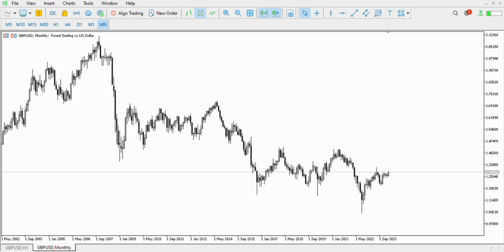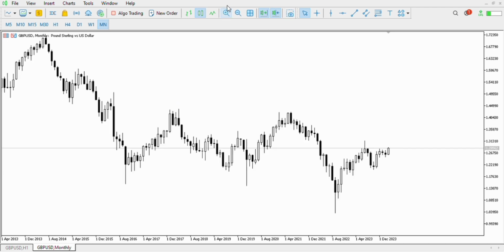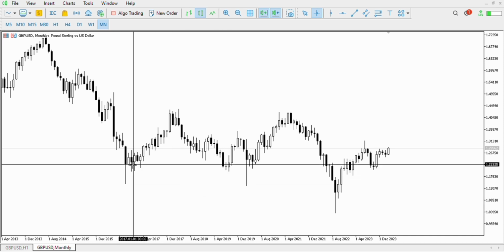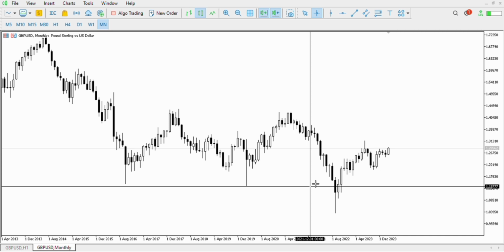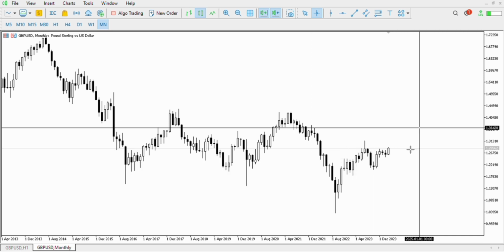Today I'm going to be analyzing GBPUSD, and as you can see, this is GBPUSD on the monthly time frame. Now I'm going to zoom the chart a little bit so that we can have a clearer view of what's happening on the monthly time frame. In my previous video I explained that this is a bearish market on the monthly time frame.